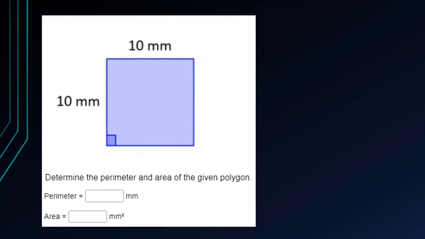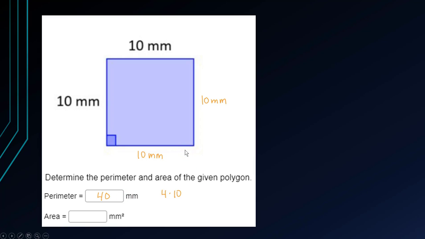Most people don't have a whole lot of difficulty with squares because all four sides are the same measurement. So if you realize that and add all these together, or just realize there's 4 10s being multiplied, I know that the perimeter is 40 millimeters.